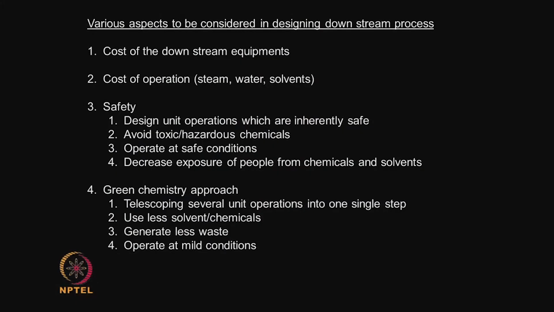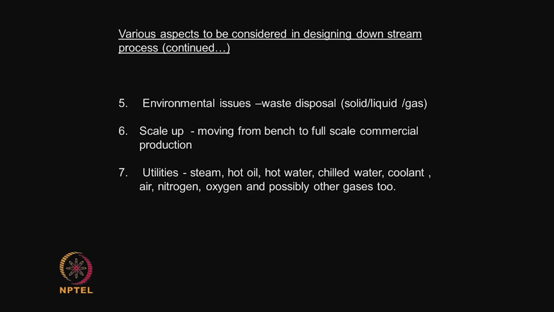Okay. So, other aspects which we need to consider when we are designing a downstream process: cost of the downstream equipment. So, how costly is it? Is this chromatography very expensive? Is the filter very expensive? Is the centrifuge very expensive? Should I go for a filter which is cheaper than a centrifuge? So, you need to consider all these aspects when you are designing a downstream.